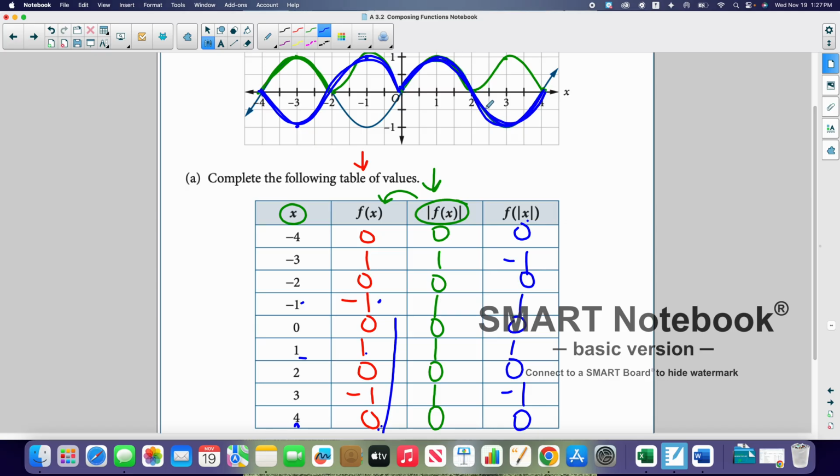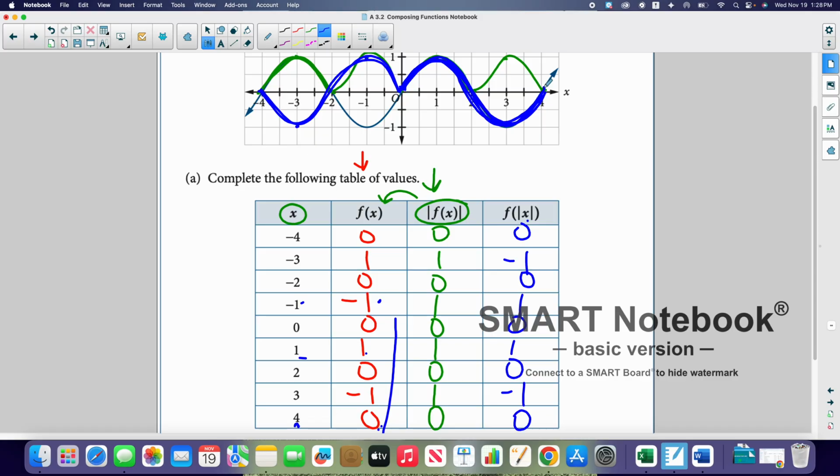This entire right side stayed the same because those were my positive x's. My positive x's, when I do the absolute value of positive x, it doesn't change. So this whole side stayed the same. What happened to the other side? Basically disappeared. All the negative y values disappeared. All these negatives over here are going to look exactly like the positives here. So how did it flip? It reflected over the y-axis.